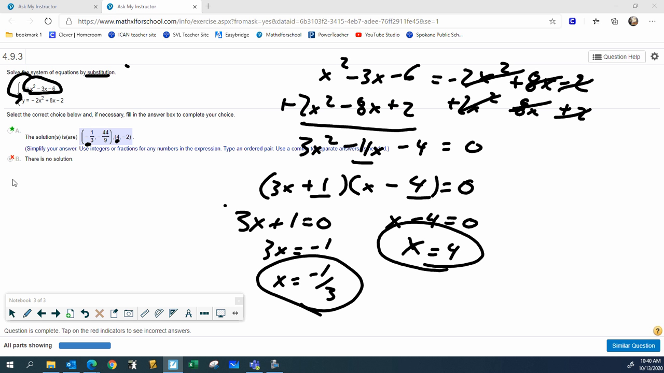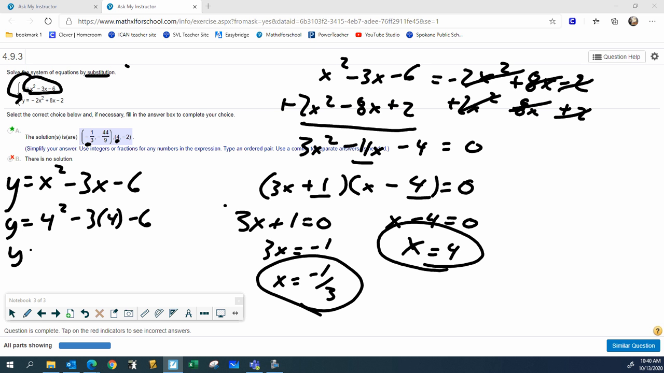But what we do is we can just take either one of these equations from the beginning and we can plug in our values. So if I want to figure out what the y value is when x is 4, I just plug in a 4. Okay, and so that'll be 16 minus 12 minus 6, so that's going to be negative 2, and that creates that point 4 comma negative 2, right?